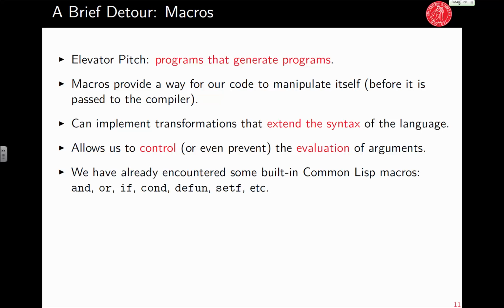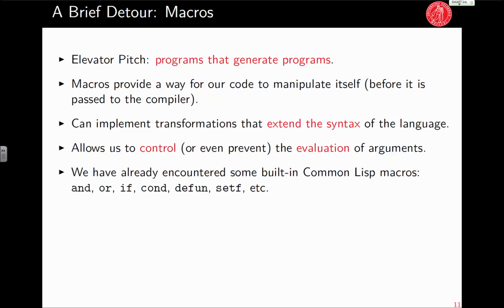So the code of Lisp as expressions can be manipulated by Lisp code before it's actually compiled. And I can use that to extend, among other things, the syntax of the language and to control or prevent evaluation. That is, I can use macros. So what we've called special forms is typically implemented by means of macros, because macros happen before the standard rules of evaluation apply that we introduced last week.